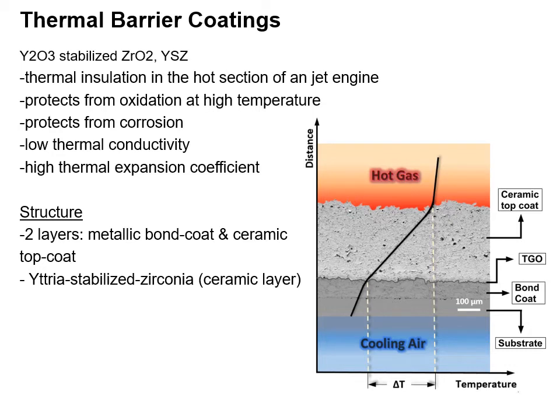It does have a high thermal expansion coefficient and a low thermal conductivity, which makes it great for these hot environments inside the engine. The structure of a thermal barrier coating is the metallic bond coat and a ceramic top coat. The ceramic top coat is that yttria stabilized zirconia that I want to talk to you about. Here you see a representation of the substrate, your bond coat, your thermally grown oxide, and your yttria top coat.